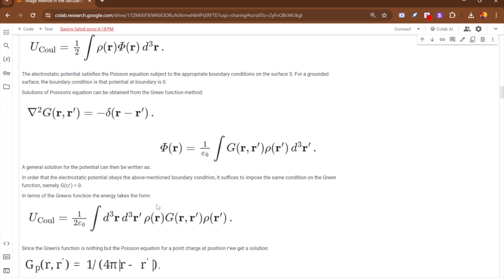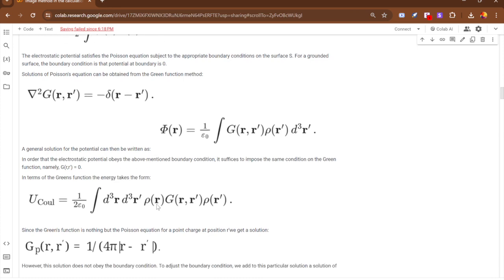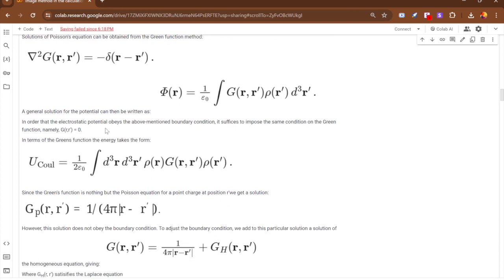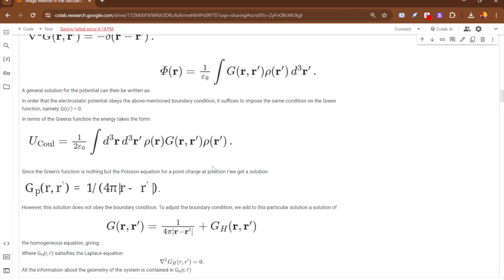In order that the electrostatic potential obeys the boundary condition, we also need to apply the same boundary condition, that is at the surface the potential is 0. So the Green's function also has to be 0, and we'll have to impose that condition. In terms of the Green's function, the energy takes the form 1 by 2 epsilon naught rho of r into G into rho of r dash. Since the Green's function is nothing but the solution of the Poisson equation for a point charge, we can easily find that the Green's function is 1 by 4 pi mod of r minus r dash.